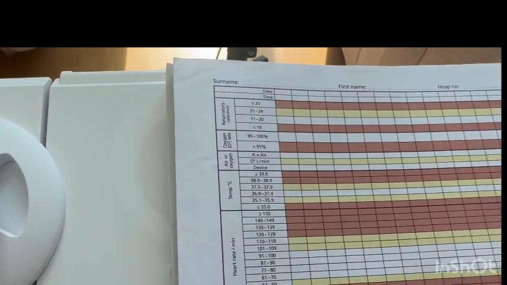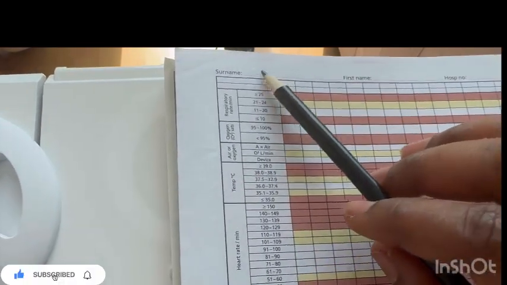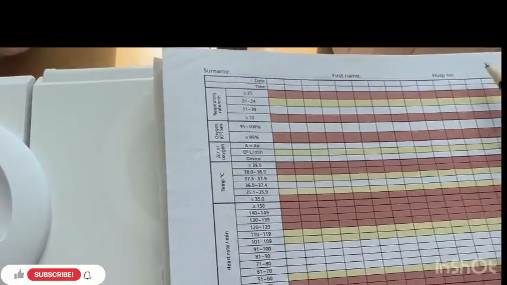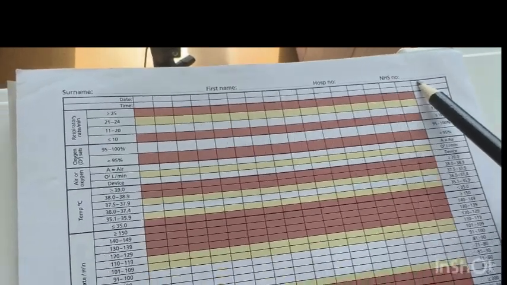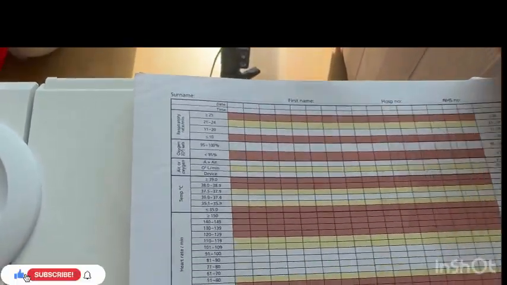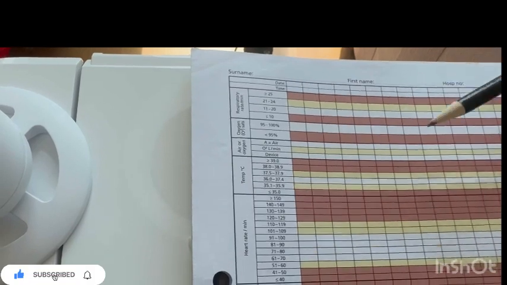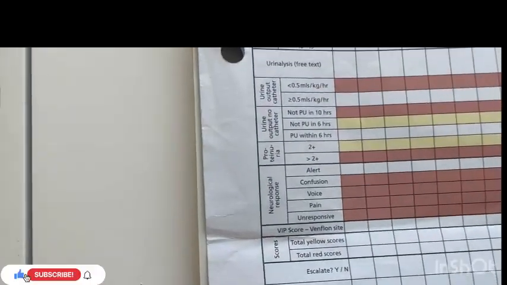In every chart, you should be able to indicate your patient's details there. So you have the patient's surname, the first name, the hospital number, and then the NHS number. In the exam, there will be a candidate name there, so you pop your name there. If there is no candidate name, that's fair enough, just fill in the rest. And at the end of it, there is a portion where you can sign.